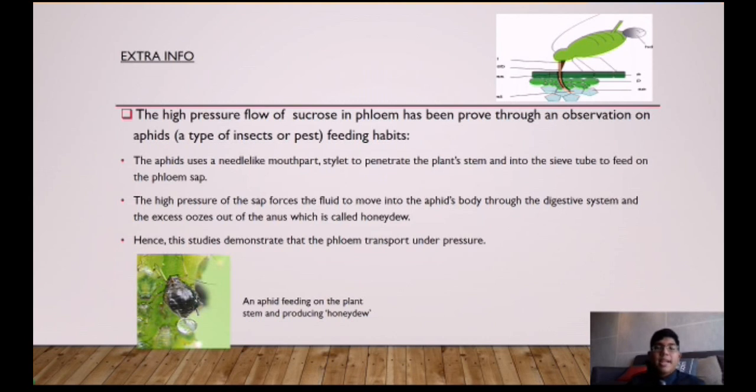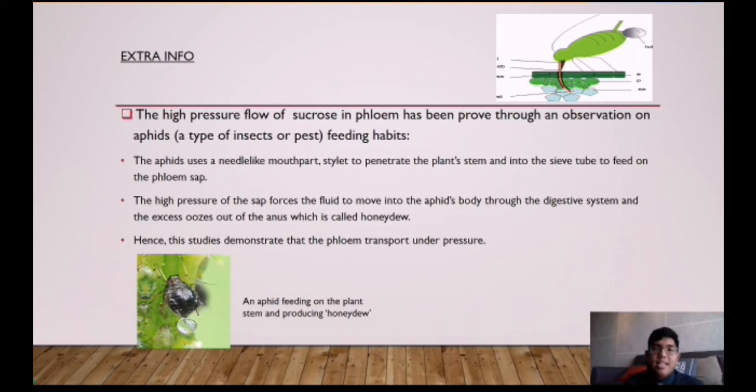So that's all for the mechanism. Scientists also made an observation on the feeding habits of the aphids. Aphids are tiny insects that feed on the phloem sap. These aphids have needle-like mouthparts called stylets to penetrate the plant stems and the phloem, but they do not suck in the sap.